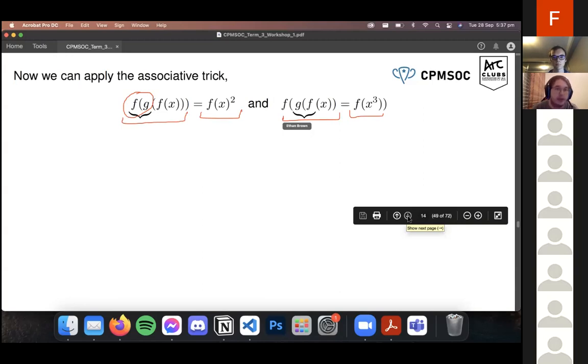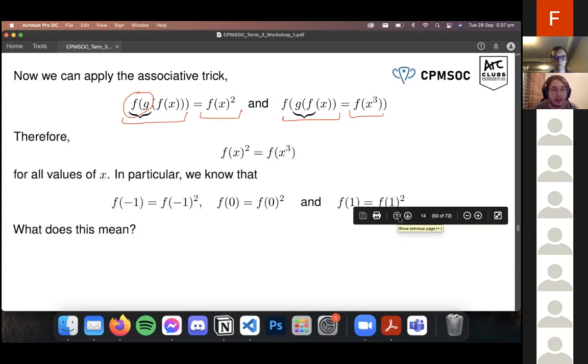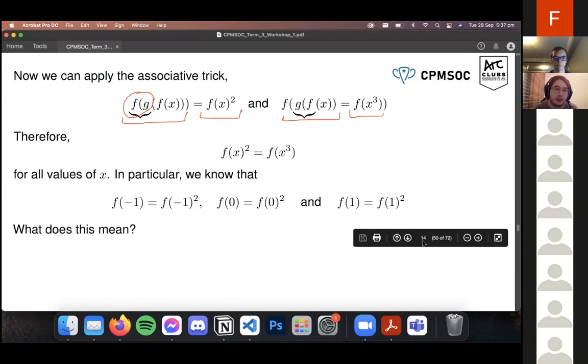So we can conclude that f of x squared is equal to f of x cubed. F of x whole squared is equal to f of x cubed. So this is true for every x. And we know that if we substitute in a few values, we have that f of minus 1 is equal to f of minus 1 squared, f of 0 is equal to f of 0 squared, and f of 1 is equal to f of 1 squared. Can anyone tell me what this might mean about our function? So what possible values do we think that these three things can be? Any ideas?